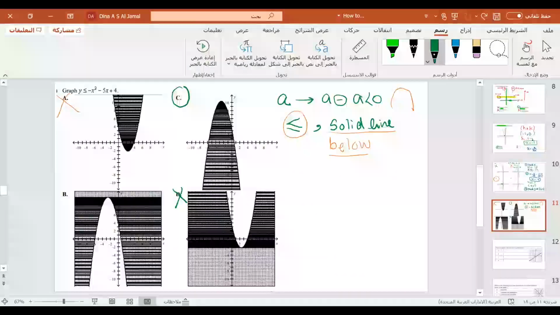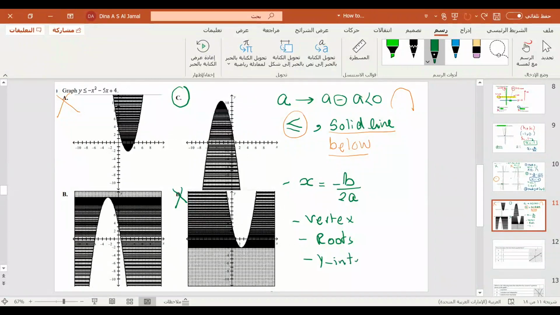Other than this, you can find also the axis of symmetry. You can find the vertex. You can find the Y-intercept and the roots. So make sure to check everything.